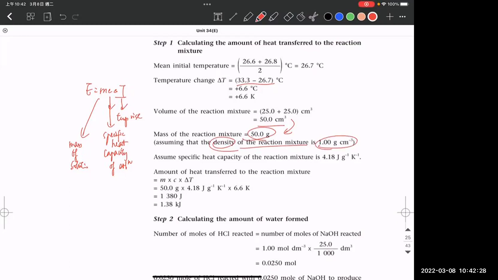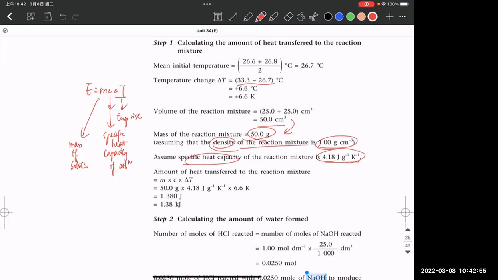And I assume the density of the solution mixture is also 1.00 gram per cm3, such that I can get the mass. Now, of course, it doesn't make sense, right? Because the solution is not pure water. It has some other species, sodium chloride. So the density of the solution may be a little bit changed. No need to mention its specific heat capacity of the reaction mixture. I would use the data of water for calculations.